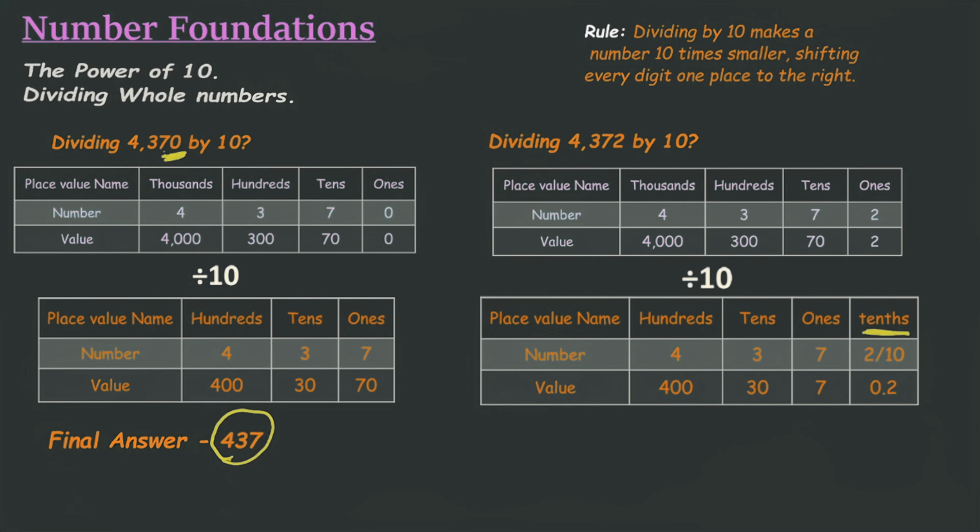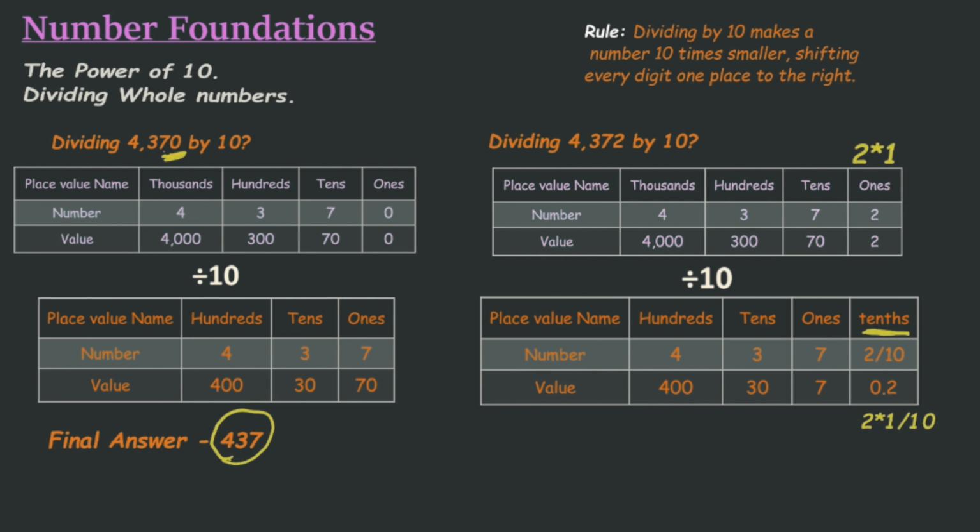Think of it this way. Because we are dividing by 10, every digit becomes 10 times smaller. That means the 2 doesn't disappear, it shrinks. It was worth 2 ones before, but when we divide it by 10, we're also dividing that 2 by 10. So it's not 2 whole ones anymore, it's now 2 small pieces. Each piece is 1/10. 2 of those pieces makes 2/10, and we write that as 0.2.